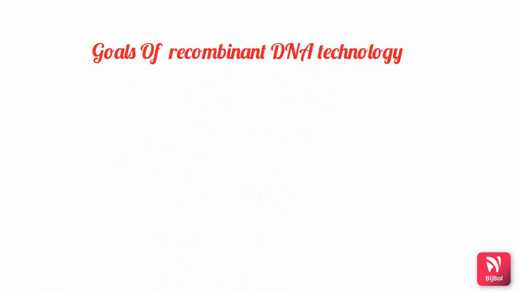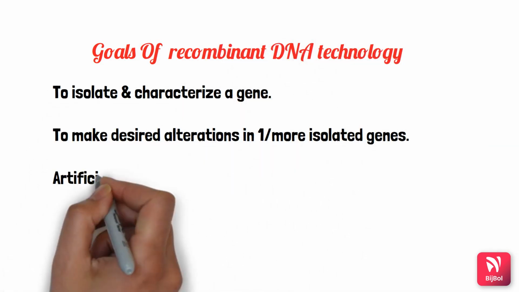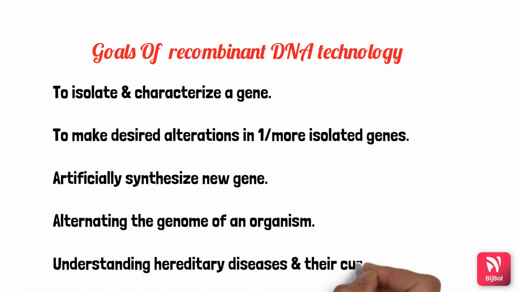Coming to the goals of recombinant DNA technology, the primary goal is to isolate and characterize a gene and to make a desired alteration in one or more isolated genes. Another goal is to artificially synthesize a new gene and also alter the genome of an organism. And also rDNA is used in understanding hereditary diseases and their cure.